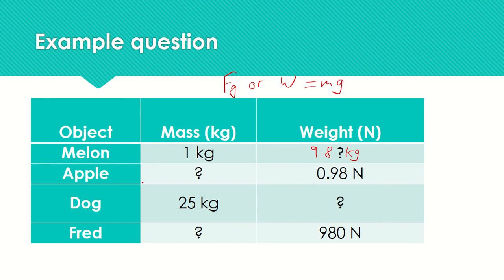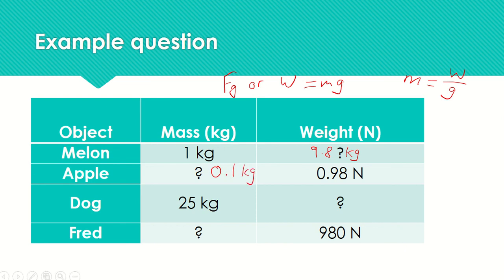And now the apple, well, obviously we want the mass. So mass is weight divided by gravity. So the mass of the apple would be 0.98 divided by 9.8, and it would be 100 grams, or 0.1 kilos.